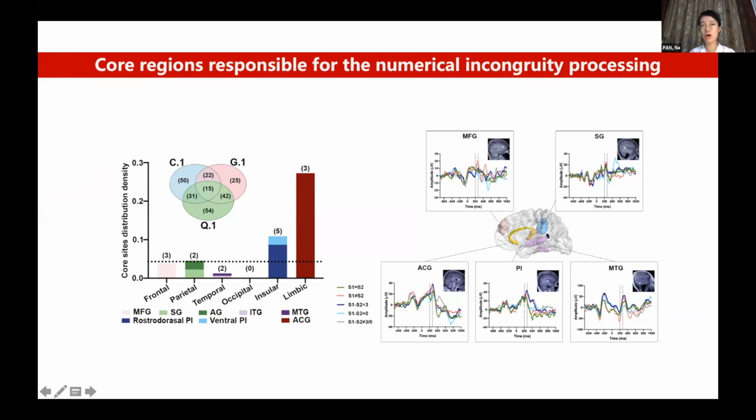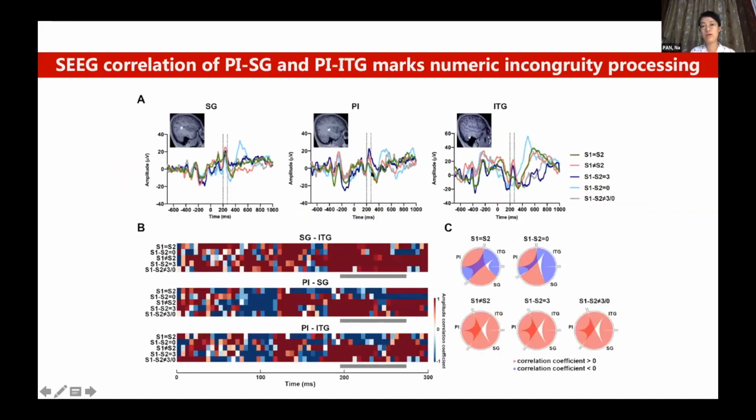So we want to know what happened between all these recording sites. However, it is very difficult to get all the recording sites in only one subject. Fortunately, we got 3 recording sites in one subject: the supramarginal gyrus, posterior insula, and inferior temporal gyrus. We analyzed the correlation between each 2 regions, and we compared the 2 conditions: S1 is the same as S2, and S1 is different from S2.